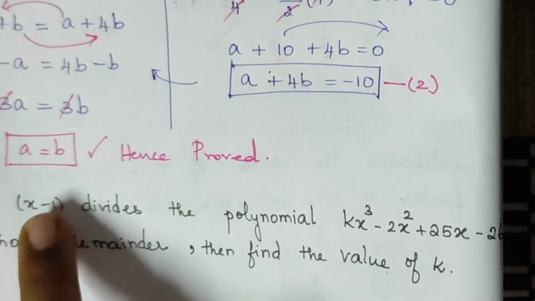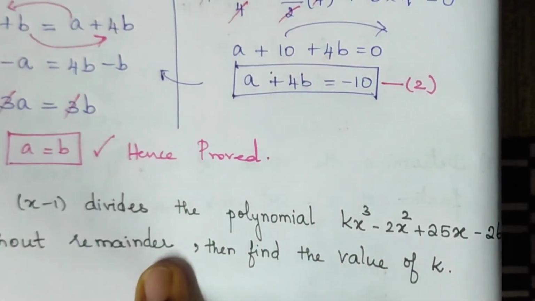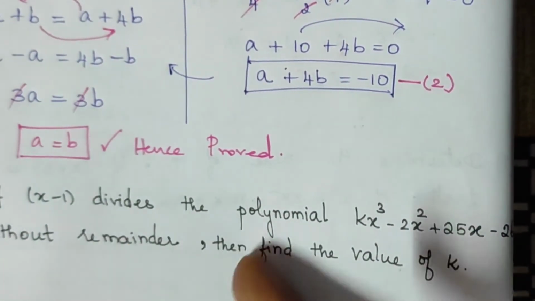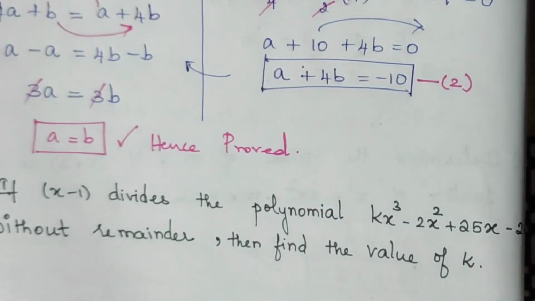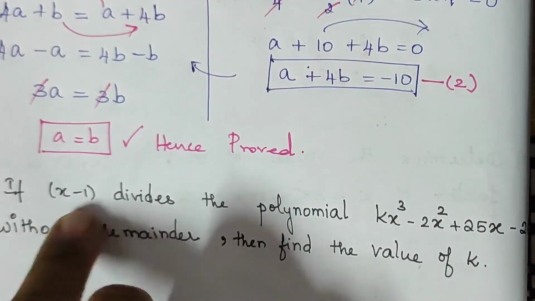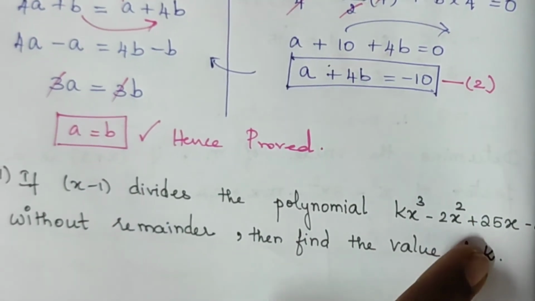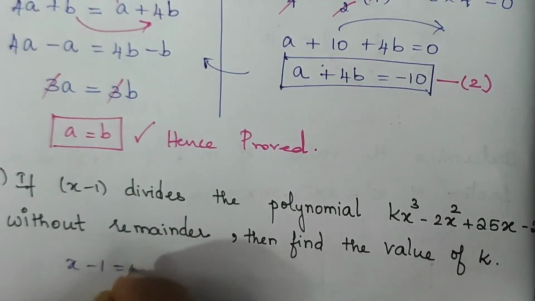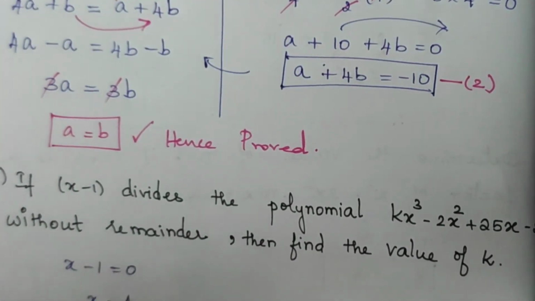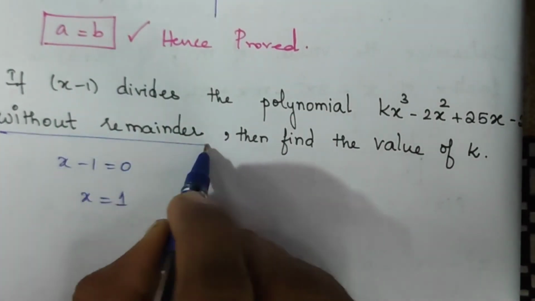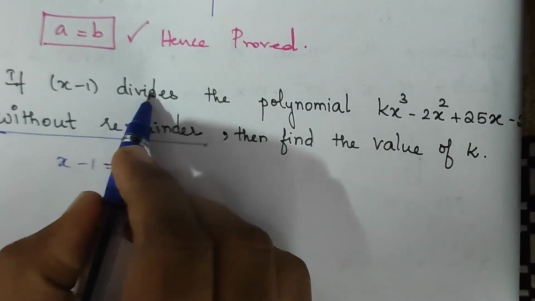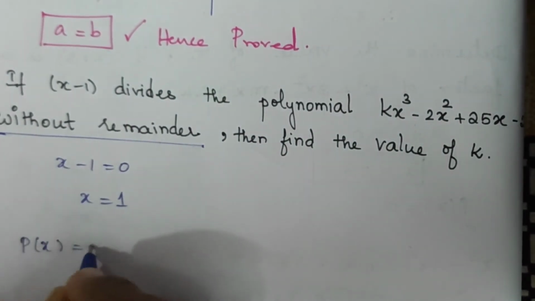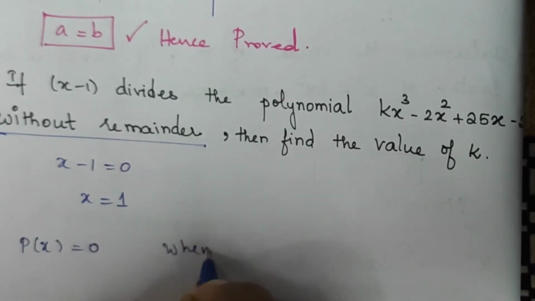So here x minus 1 divides a polynomial without remainder, that is, the remainder is equal to 0. It is indirectly given that without remainder is nothing but the polynomial is equal to 0. So put x is equal to 1 in this polynomial, equate that to 0 and find the value of k. So x minus 1 is equal to 0, x is equal to 1. It is mentioned that x minus 1 divides this polynomial without remainder. Therefore, p of x is equal to 0 when x is equal to 1.